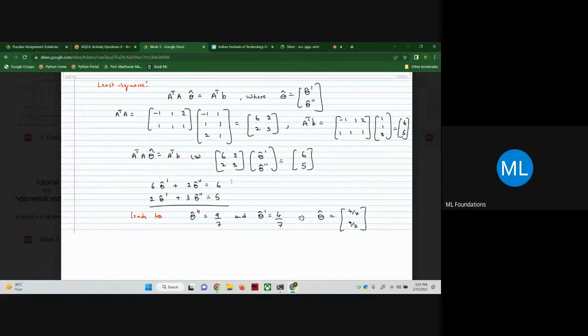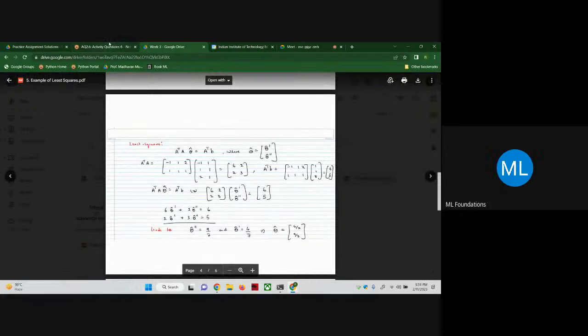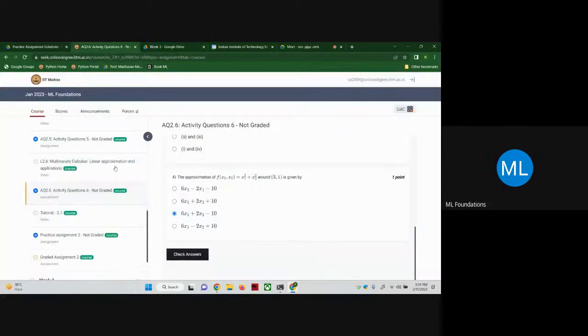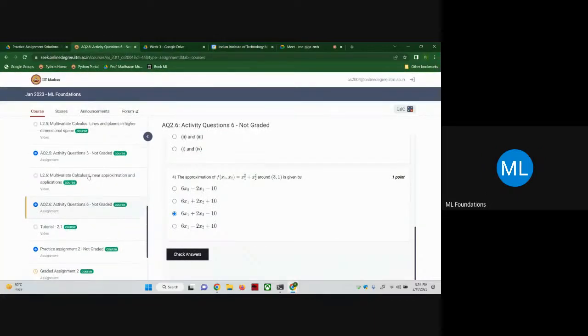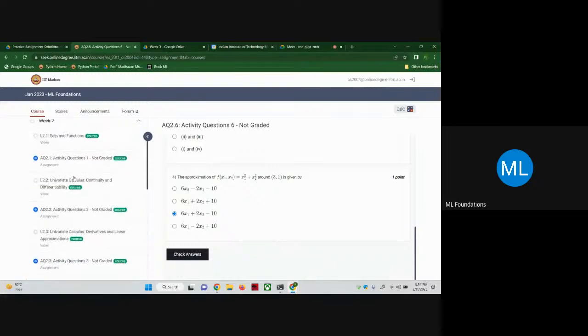Is this okay? Yes, sir. Okay. Look at the problems and go through the slides again. We'll have the next session on the next Thursday, so if we still have doubts, we can be discussing that. Now we look at the activity questions.